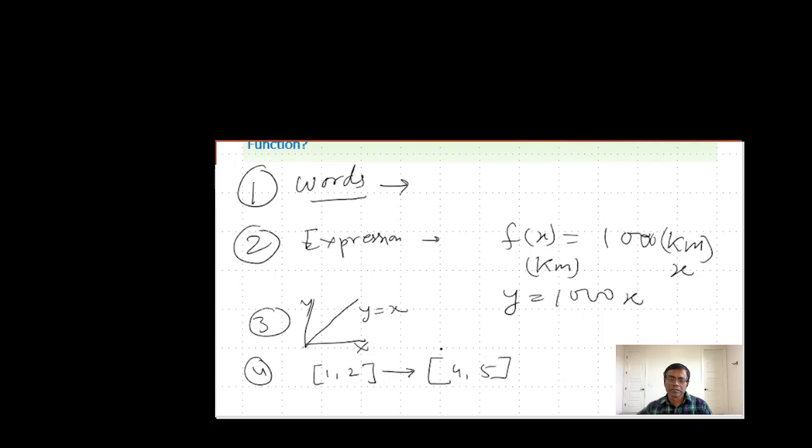Some people also represent a function by a table. We can call this input, and this is output. Suppose I am supplying 1, the output is 2. I am supplying 2, the output is 4. This is another type of representation of the function.